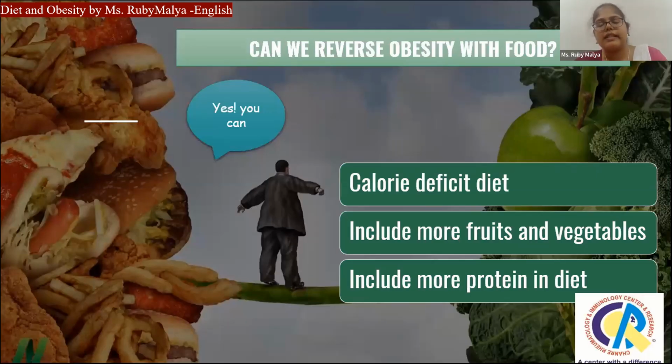So now let's discuss, can we reverse obesity with food? Just think about it. Yes, of course you can do it by following a few steps: a calorie deficient diet, including more fruits and vegetables, and including more protein in the diet. Let's discuss these 3 things in the upcoming slides.